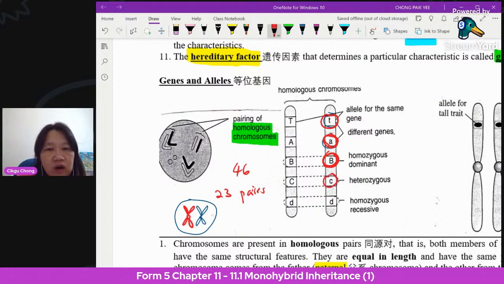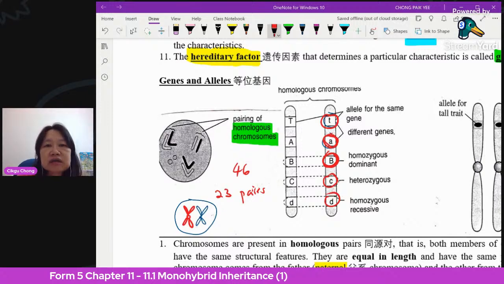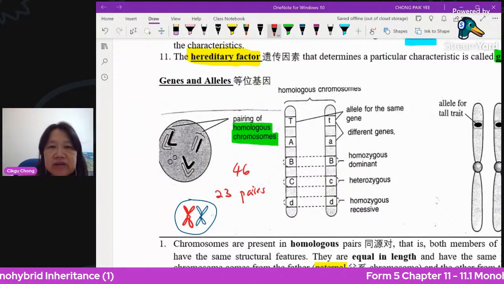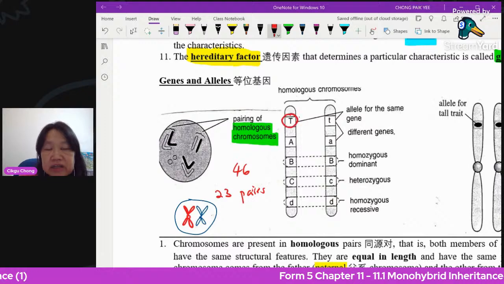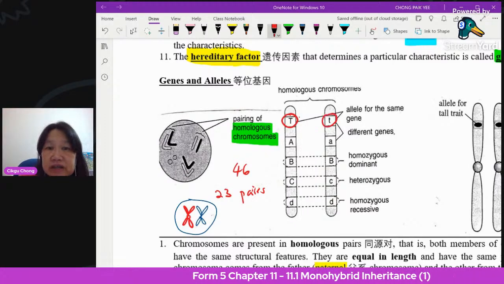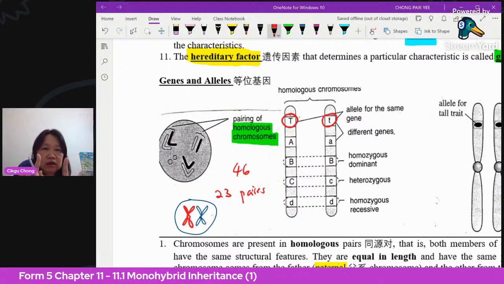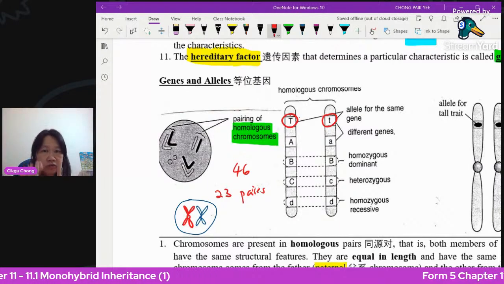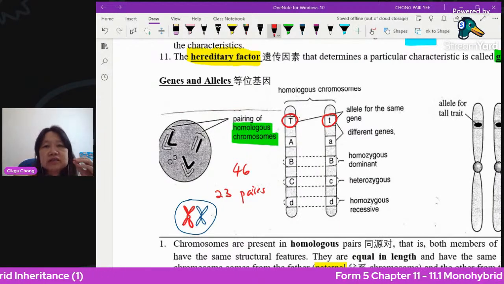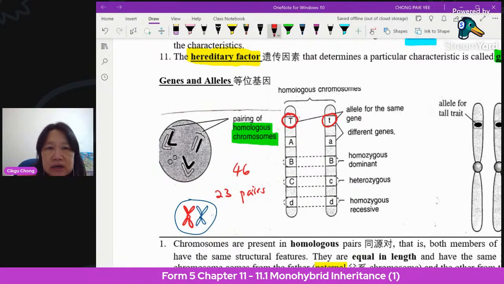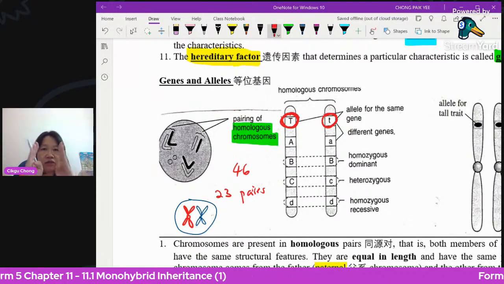So you have all these genes on your homologous chromosomes. You have one from the father, and one from the mother. So you have two units of chromosome. They are called homologous chromosomes, and they carry the same genes at the same location. So skin color, for example, is at the same location. So that is considered one pair.